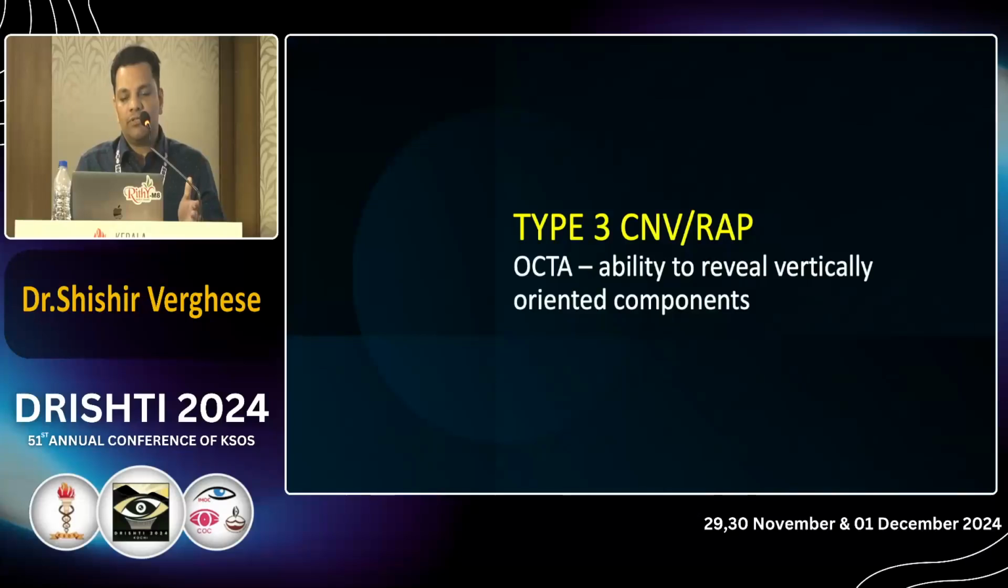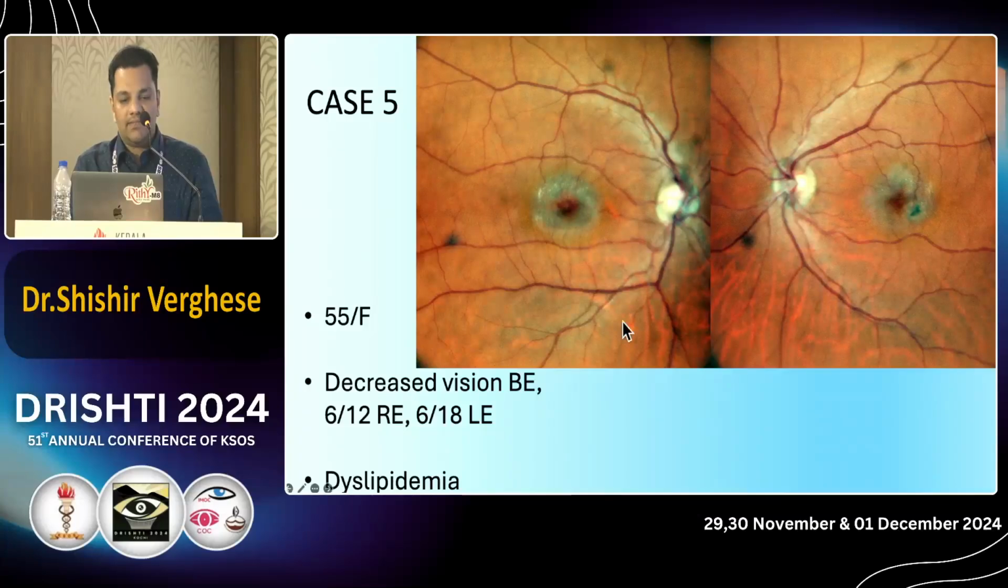And the advantage of OCTA here is its ability to reveal the vertically oriented components, as you have the vessel which is dipping down into the intraretina and then going on to the choroid. So another case, case 5: 55 female, decreased vision both eyes, 6/12 in the right eye, 6/18 in the left eye.